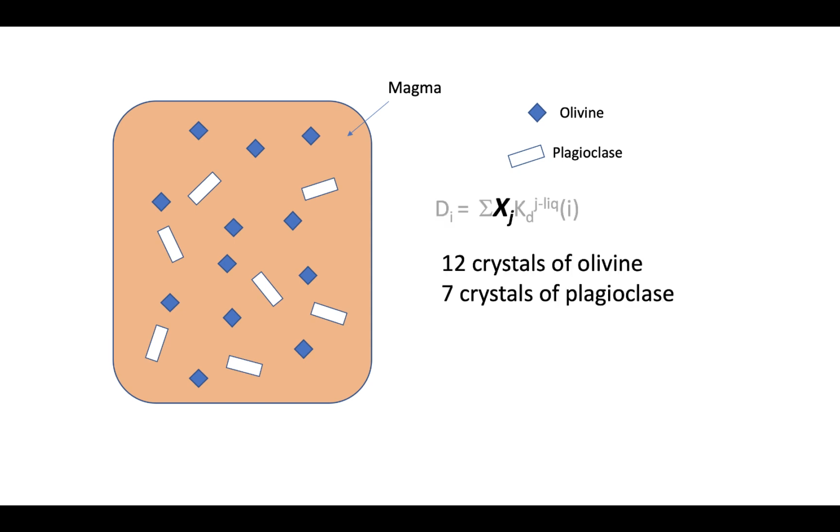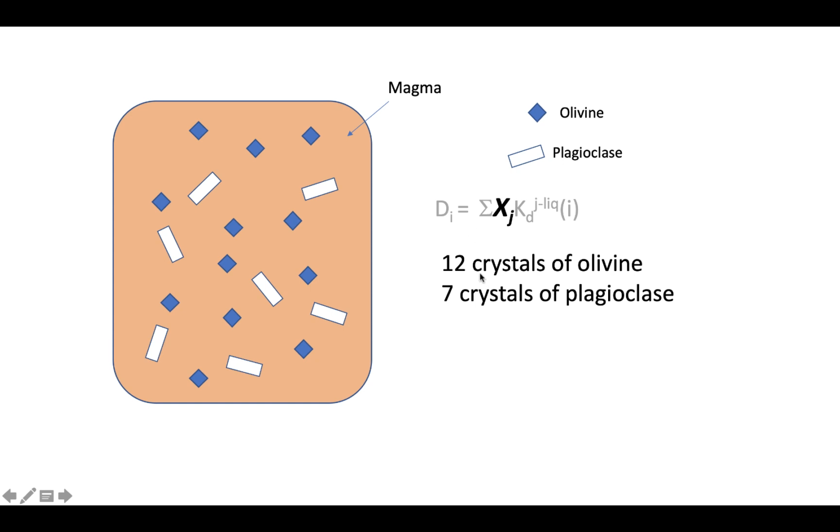The first thing we're going to look at is this value xj here. xj is the amount of any individual phase. In this case, I've drawn 12 crystals of olivine and 7 crystals of plagioclase. They're not exactly the same size, but let's say they are, because this is really a volumetric proportion.